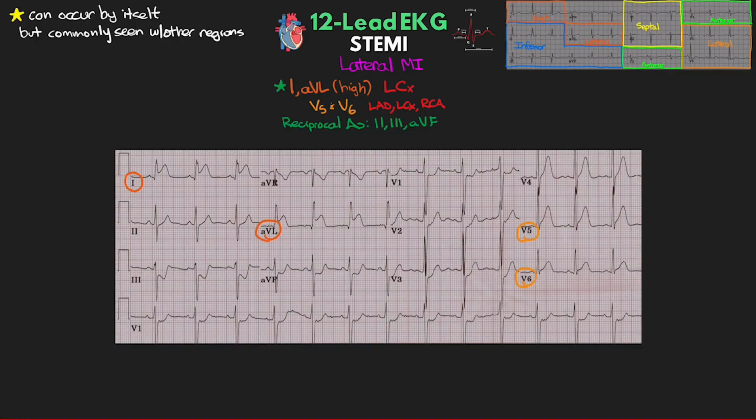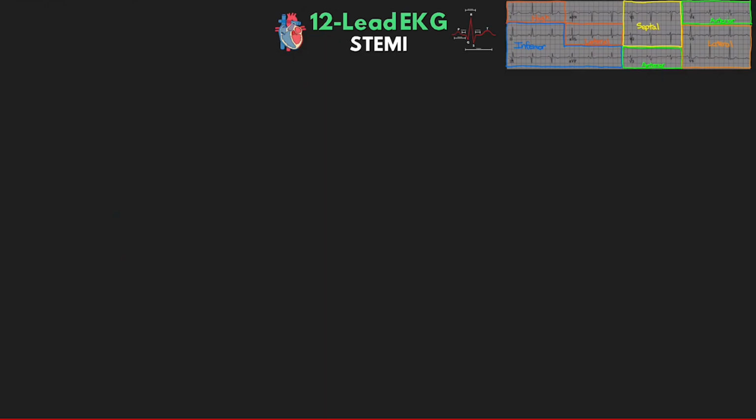We do have our classic reciprocal changes in the inferior leads 2, 3, and AVF, but we also see some ST depression in the anteroseptal leads V1 through V3. These could be reciprocal changes, so maybe think posterior MI in left-dominated patients, or ischemia in those regions as well.